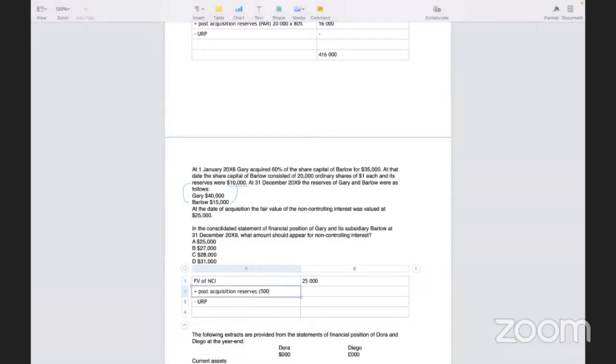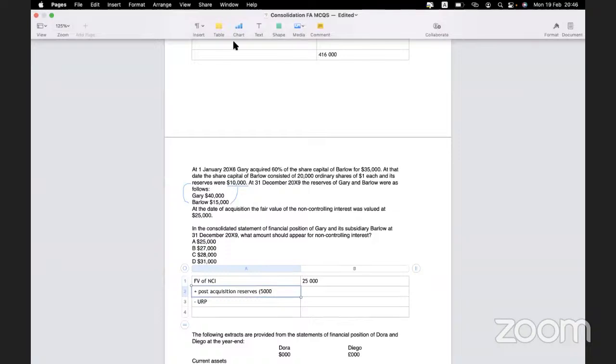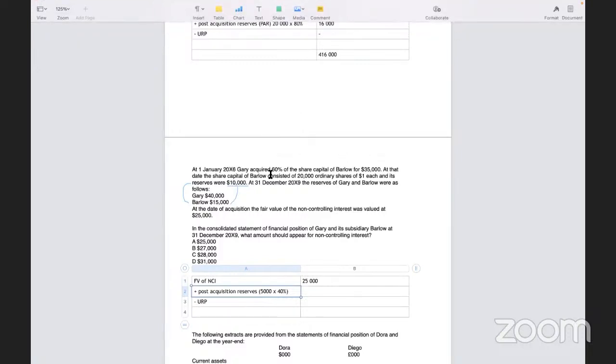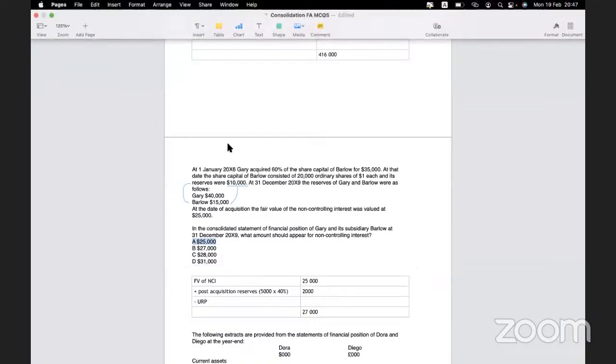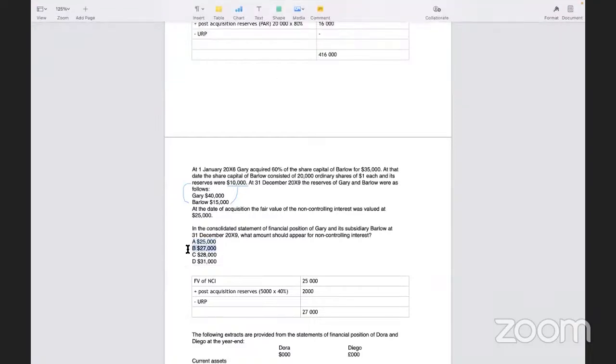Right. Now, what are you calculating? You're calculating NCI. Then what is the NCI percentage in this question? NCI percentage is 40%. Because they bought 60%, right? So 40% is remaining. So 5,000 into 40%, answer will be 2,000. There is no URP. So 25 plus 2,000, answer will be 27,000. So therefore, answer has to be option A. Sorry, not option A, option B. Simple as that.